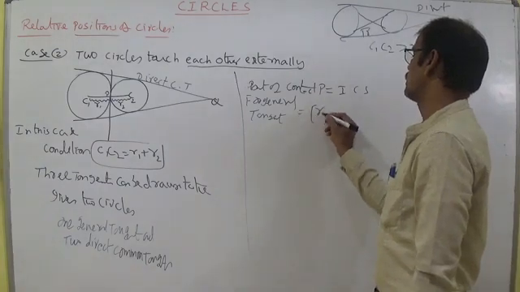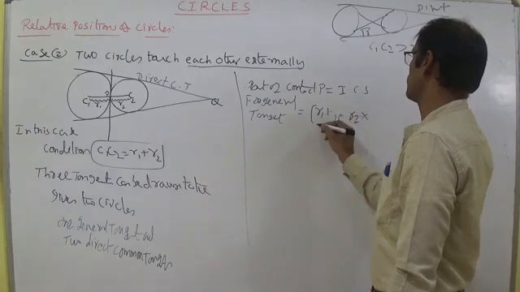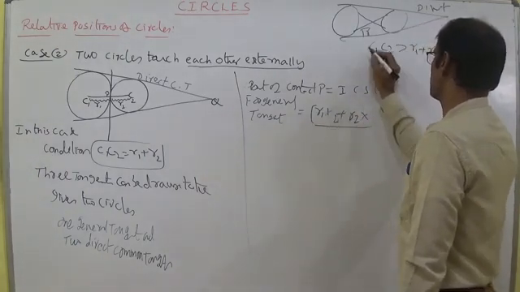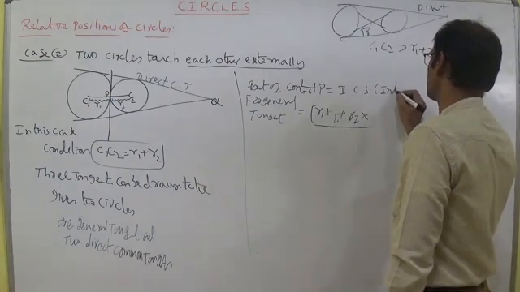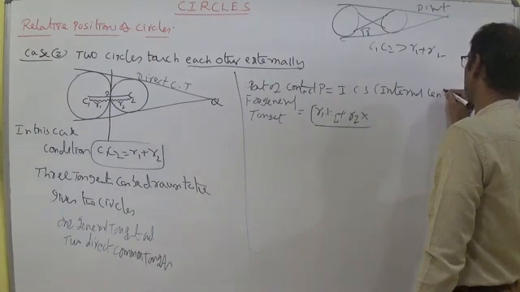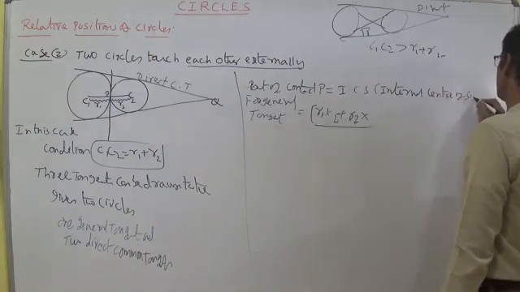ICS formula: R1x2 minus R2 plus R2x1. ICS means internal center of similitude. Yesterday I said that: internal center of similitude.